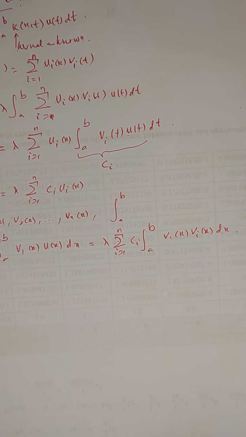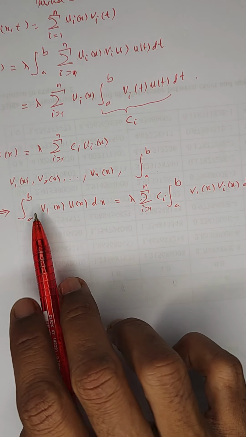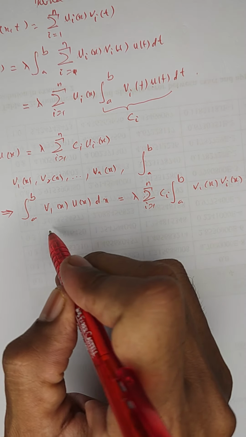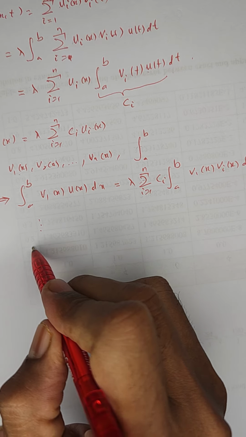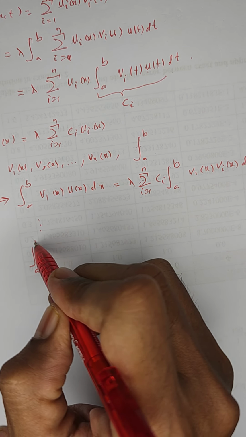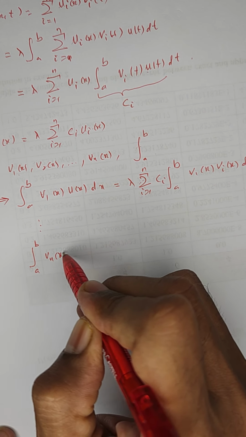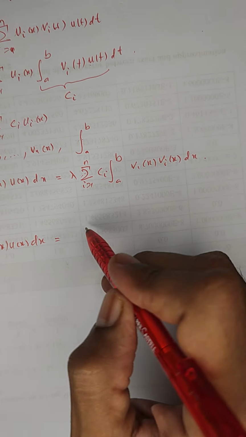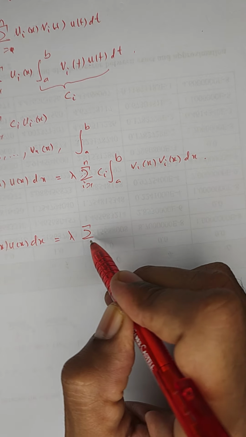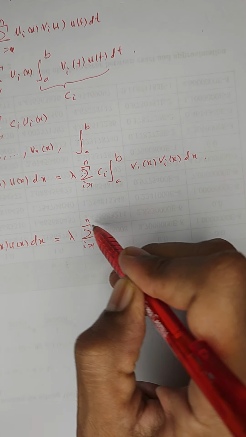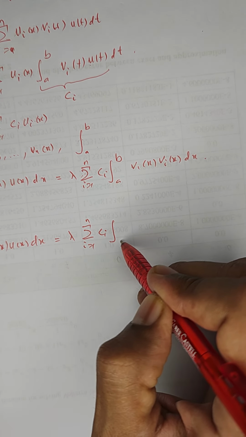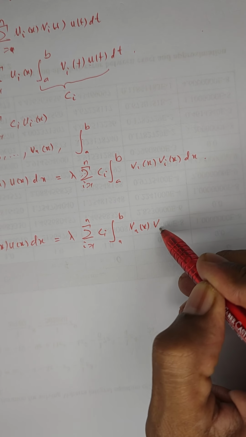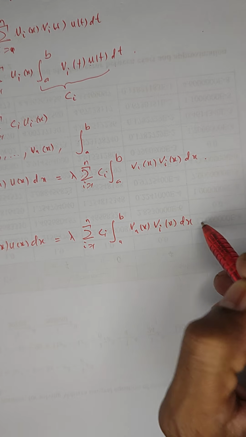Okay, and then we do this for multiply by v2, multiply by vn, and so on. So what we have, we multiply this up to n, so integrate from a to b vn(x) u(x) dx equal to lambda times the summation i=1 to n of ci integrate from a to b vn(x) vi(x) dx.